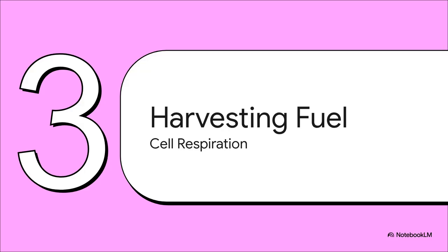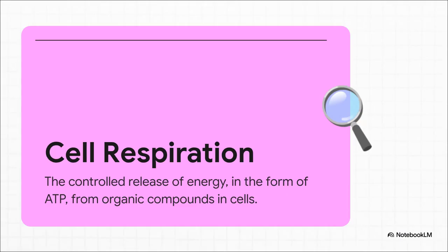So we have our engine and we have its controls, but an engine needs fuel, right? And that brings us to cell respiration, the process of cashing in our main energy source, which is usually a sugar like glucose. So what is cell respiration? Simply put, it's how our cells carefully and methodically break down compounds like glucose to release their stored energy. And the whole point of the exercise is to capture that energy in the form of ATP.